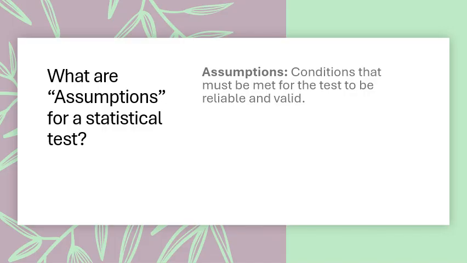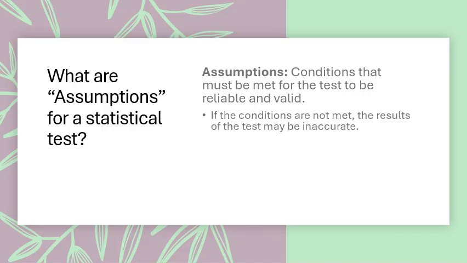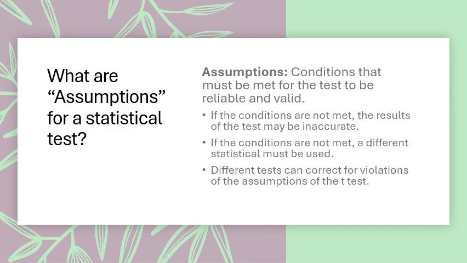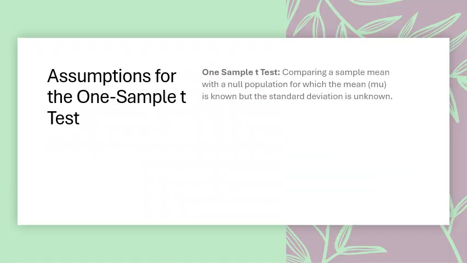So what do we mean by assumptions? Assumptions are the conditions that must be met for the test to be reliable and valid. If the conditions aren't met, then the results of the test may be inaccurate. If the conditions are not met, we usually have to use a different statistical test, or we have to transform our data. And these different tests or the data transformations can correct for violations of the assumptions. So let's look at what the assumptions are.